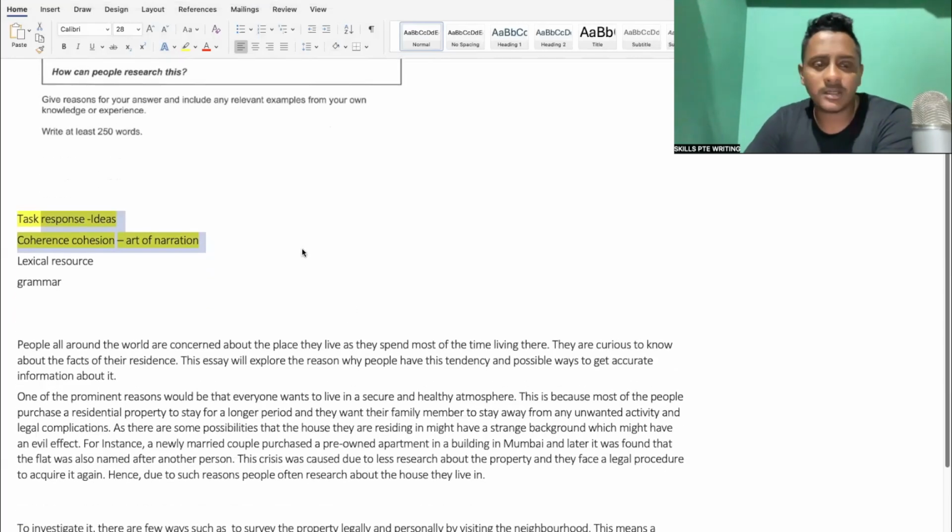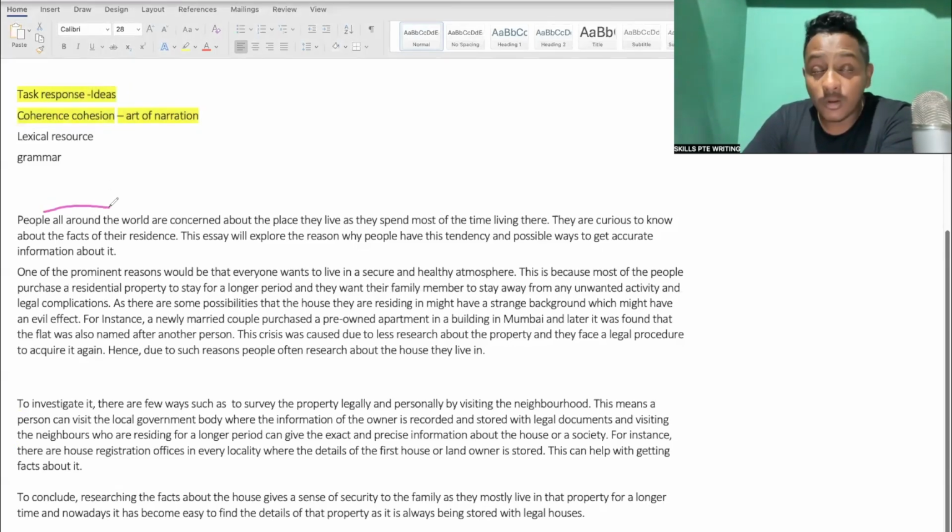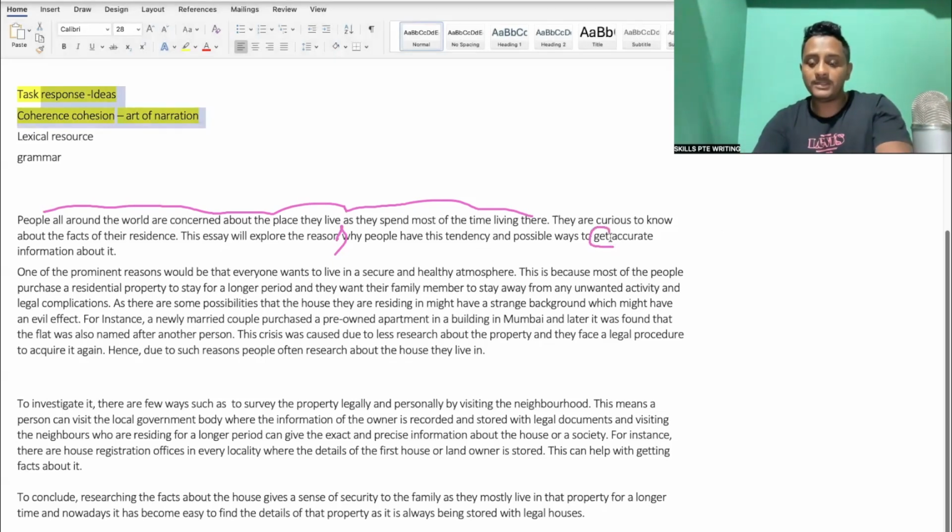Now let's review what Mr. Shubham has written and then accordingly give marks to him. Hold on for a second. Let's read it. People all around the world are concerned about the place they live as they spend most of the time living there. They are curious to know about the facts of the residents. This essay will explore the reasons why people have this tendency and possible ways to acquire. You always acquire the information, or receive is also fine.